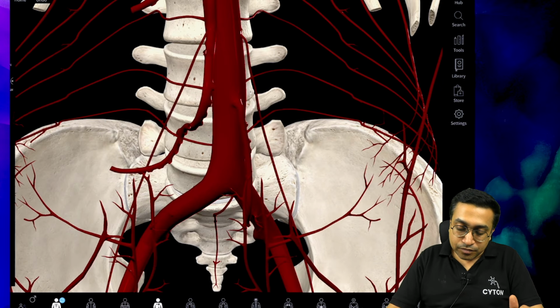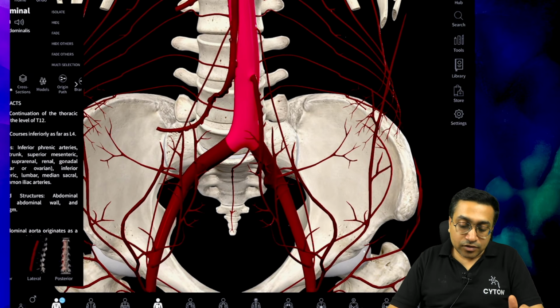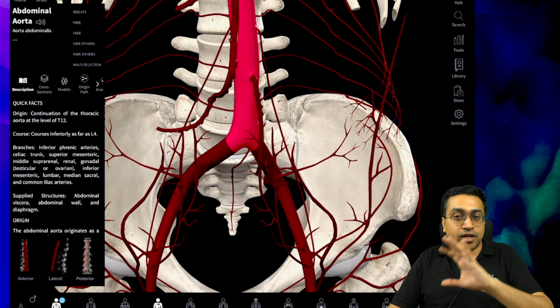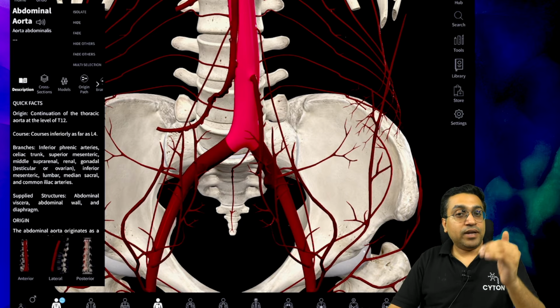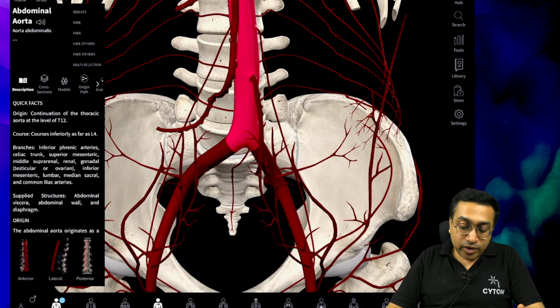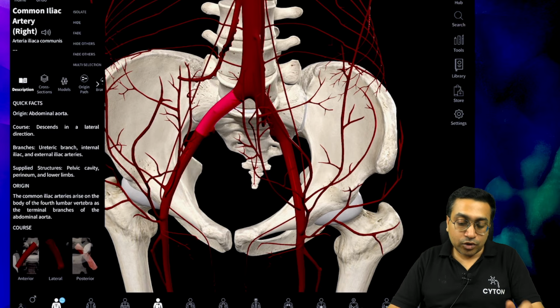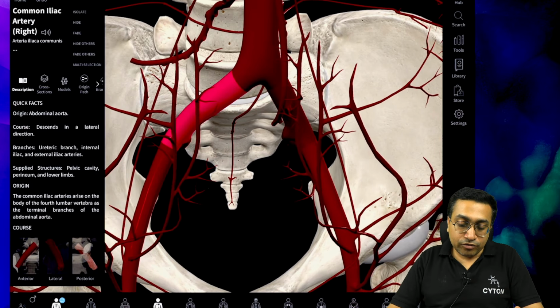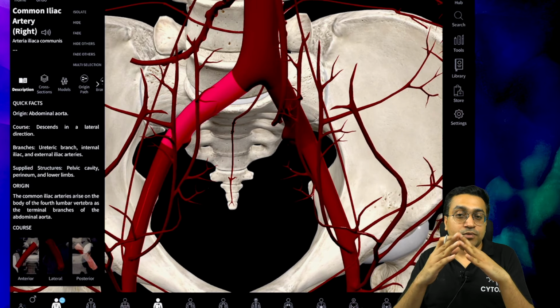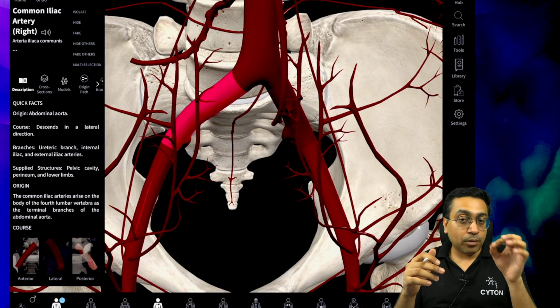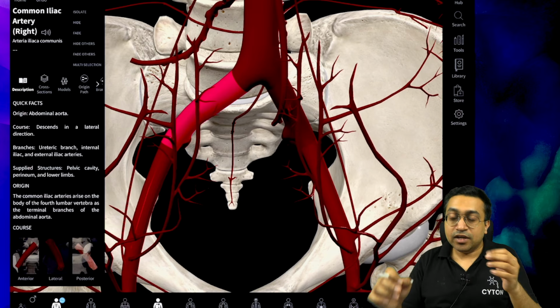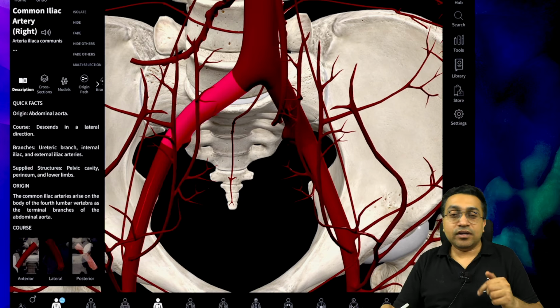Okay, so now you see this was the abdominal aorta supplying the abdomen. Now we come on to the pelvis and the lower limb. Okay, now in this pelvis region, if you see very carefully, the abdominal aorta is bifurcating into two parts, that is the common iliac artery on either side. Here was common carotid, here is common iliac.